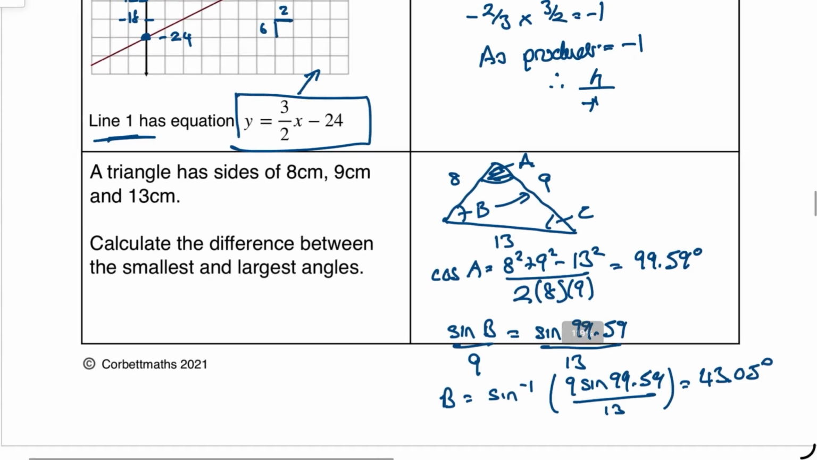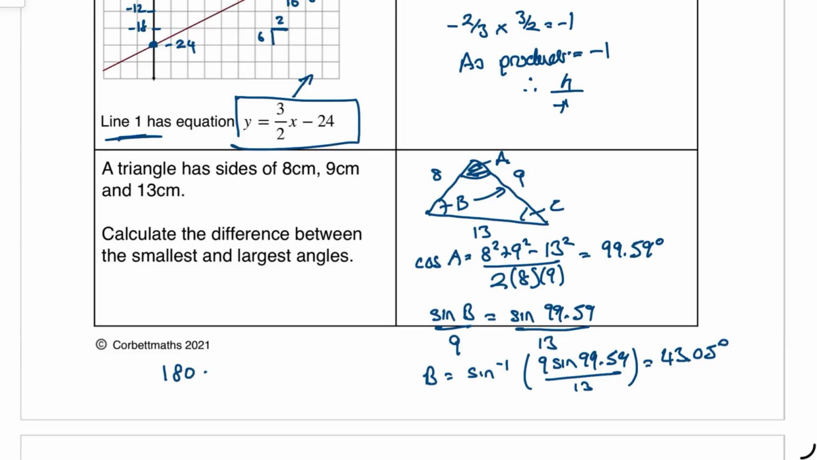Which means the other angle, so I'm writing this a bit all over the place. The other angle is 180 minus 99.59 minus 43.05, which is equal to 37.36. What a question. Now, what does it want me to do? It says calculate the difference between the largest and the smallest angles. Now, in a different color, just because I'm kind of going in a reverse circle here. So it's not very helpful.